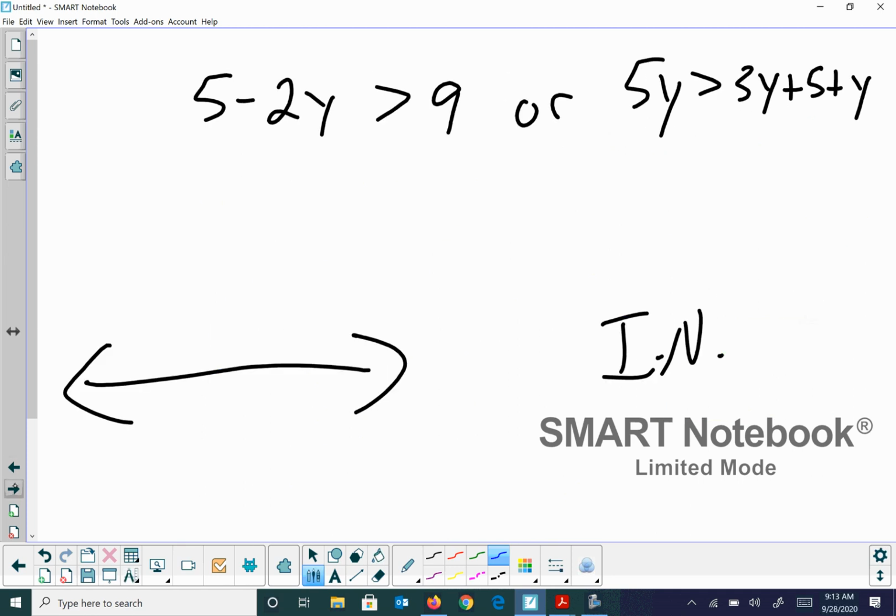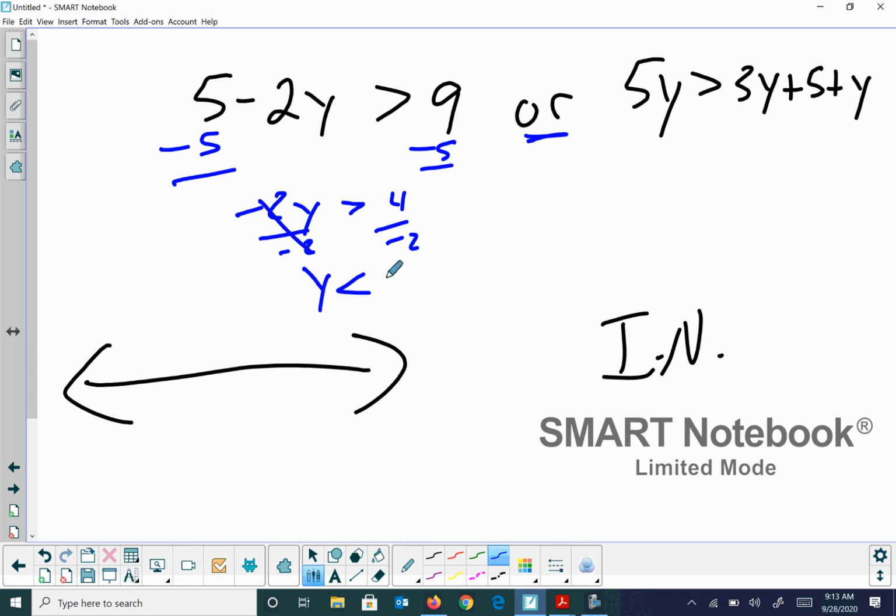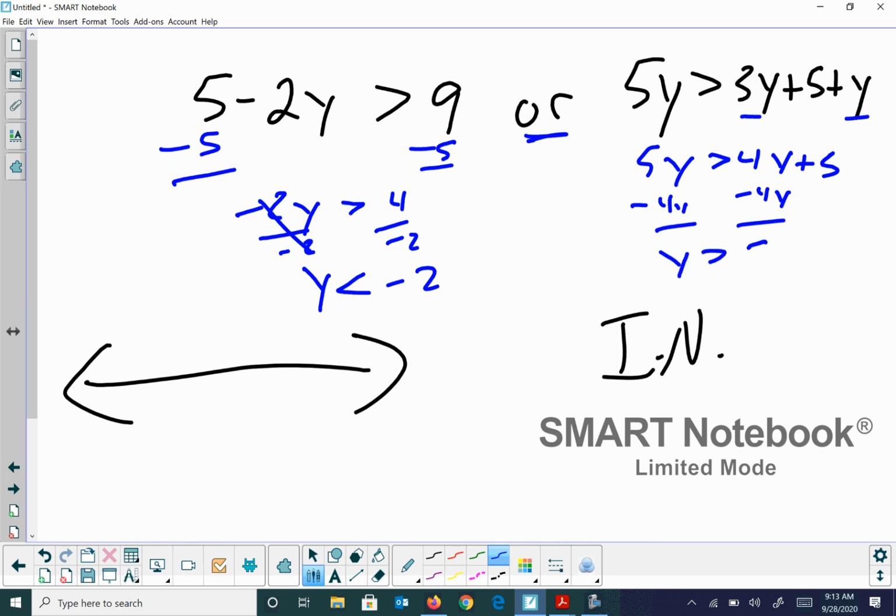We can go over. Okay, this is our or statement. So remember the or, we only have to look for where it's true on one or the other. So I'm going to subtract 5 from each side. Divide each side by -2. Ooh, I'm dividing by a negative. What happens? That's right, the sign flips over. So I get -2. And let me finish this before I graph it. So I'm going to combine like terms over here. Subtract 4y. So I get y is greater than 5.